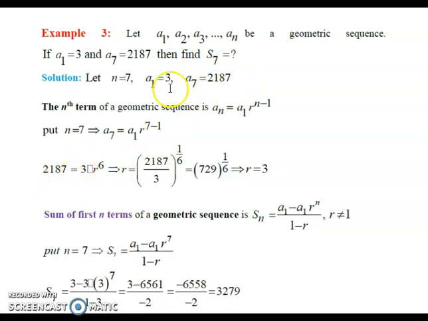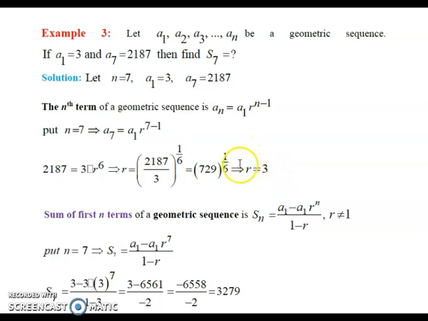2187 is equal to a1 value 3 multiplied by r power 7 minus 1, that is 6. We need the common ratio r. r power 6 is equal to 2187 divided by 3. r is equal to 2187 divided by 3, whole power 1 by 6. This value becomes 729 whole power 1 by 6. From this, the common ratio r is equal to 3.